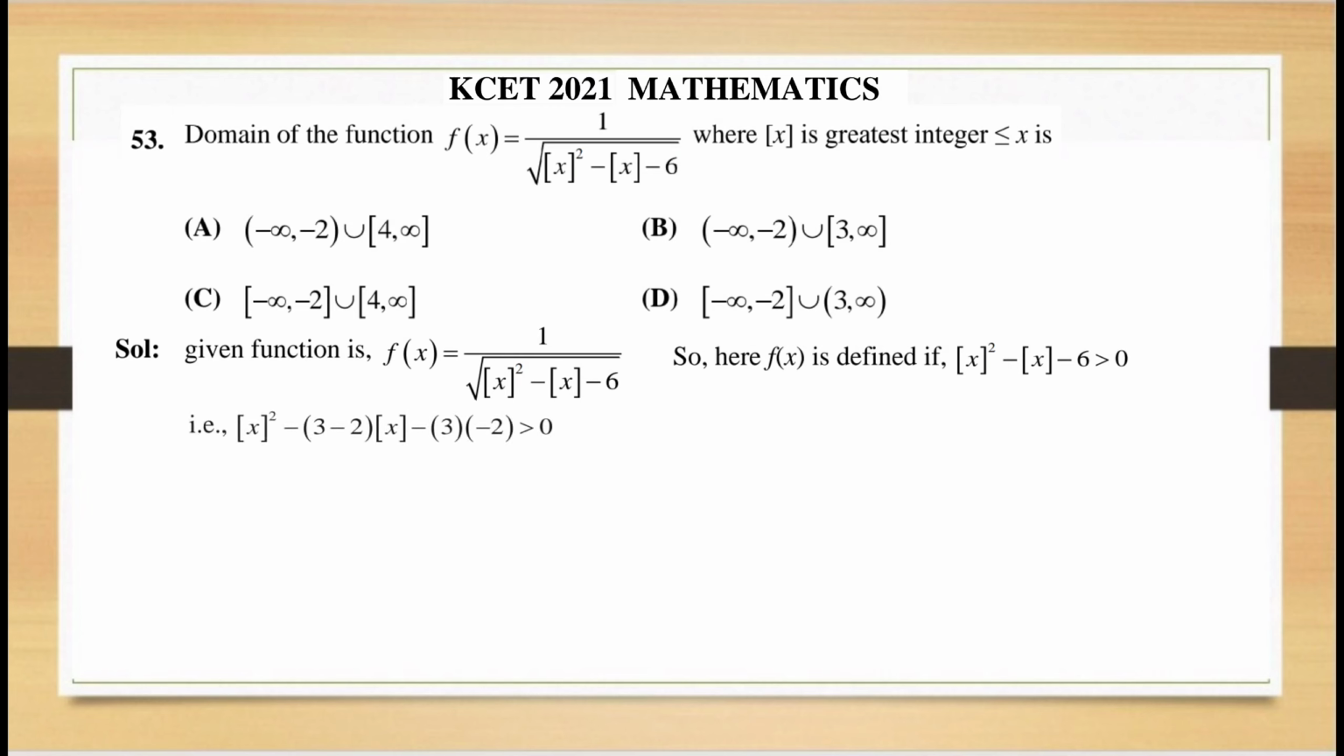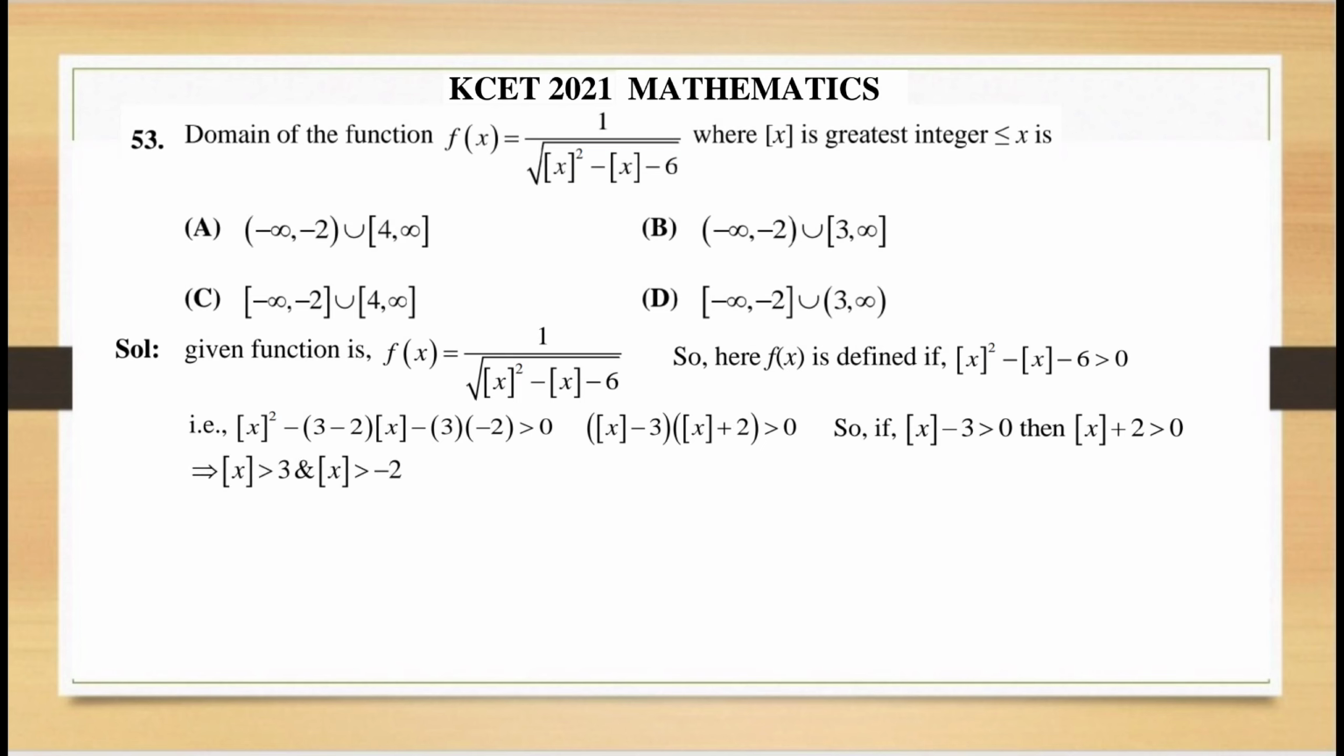That is, (x² − 3x) − 2(x − 3) > 0, that is, x² − 3x − 2x + 6 > 0. Therefore, (x − 3)(x + 2) > 0. So, if x − 3 > 0, then x + 2 > 0, which implies x > 3 and x > −2, which implies x > 3, which implies x belongs to (3, infinity).